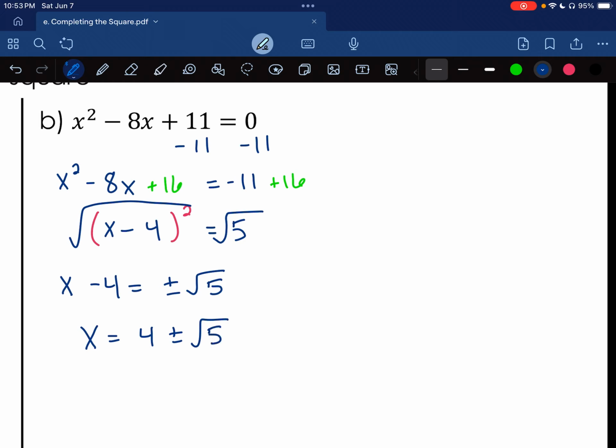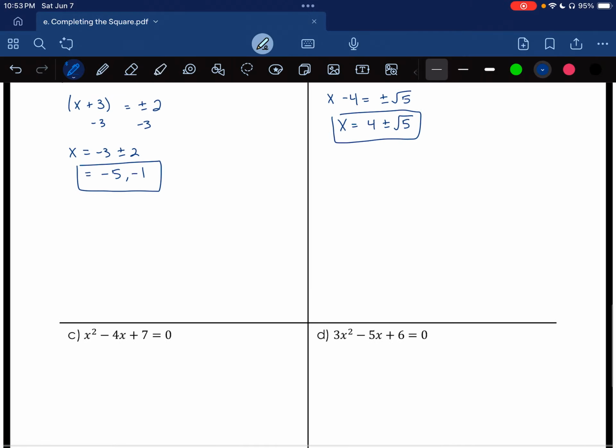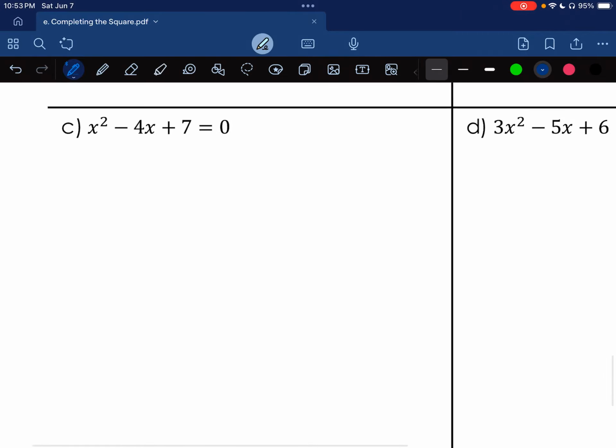Okie dokie. Go ahead and try this one, guys, on your own. This one is x squared minus 4x plus 7. I know what you're thinking. But you've got this, I promise.